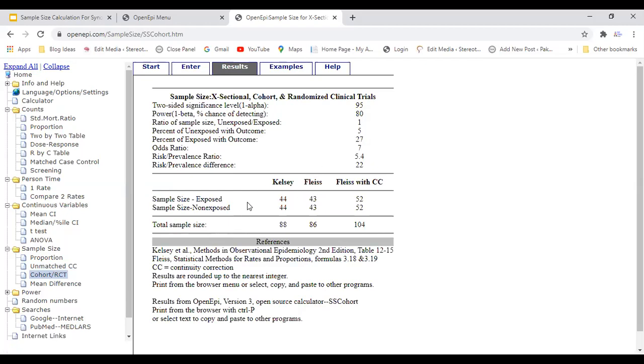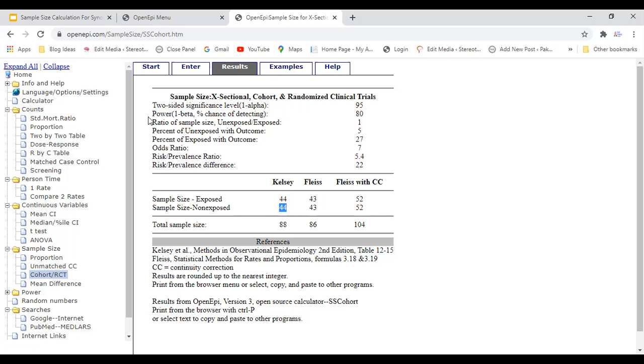This is the sample size for cohort and RCT with all the three studies, which means that you need 88 sample size. Cohort cross-sectional studies, you need 88 subjects to study, and if you want to study it in randomized control trial, then just 44 cases, and there will be 44 controls.